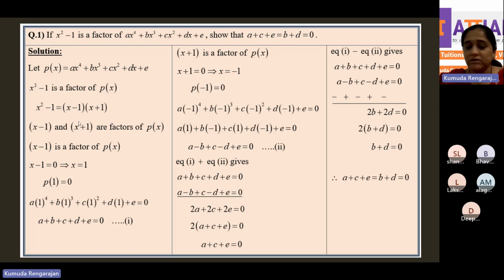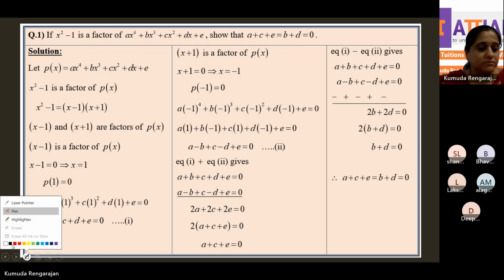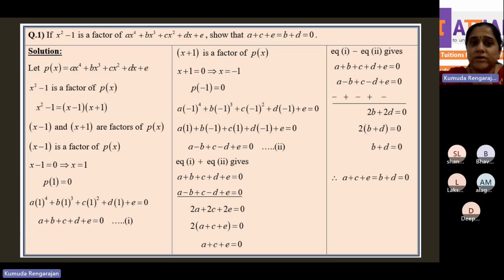All right. So in this one, x square minus 1 is a factor, children. Now, to use the remainder theorem, the divisor should be linear. Now, this divisor is quadratic, x square minus 1. The remainder theorem can be used only when the divisor is linear, not for quadratic.